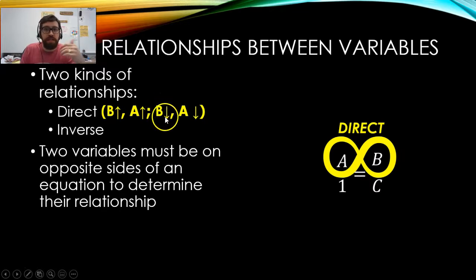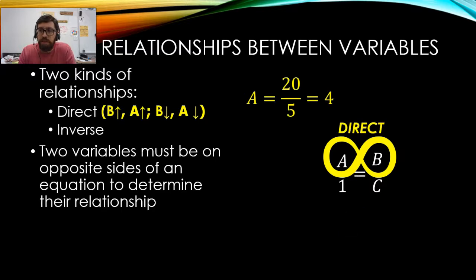Vice versa, if B decreases, A decreases as well. So a direct relationship means it causes a change in the other variable in the same direction. That's a direct relationship. As an example, if we plug in some numbers here for B and C, let's say B is 20, C is 5, 20 divided by 5 is 4.